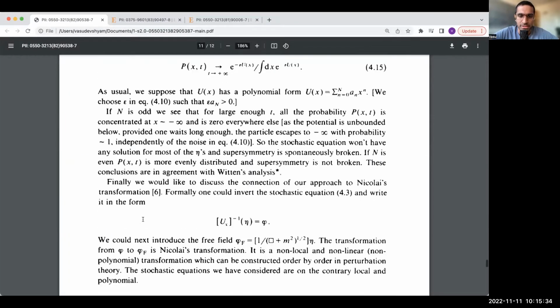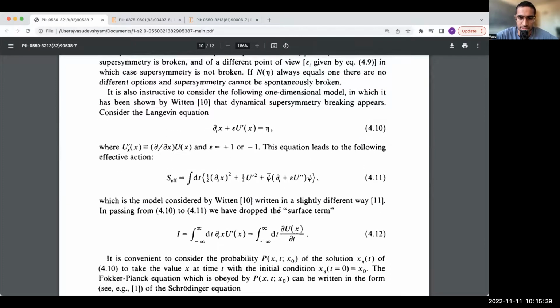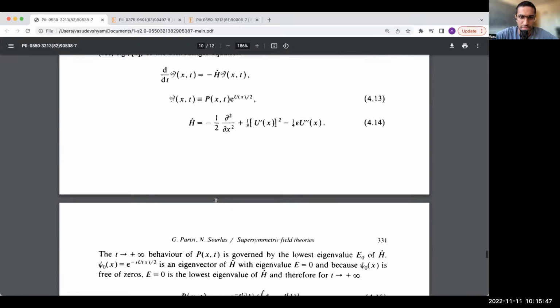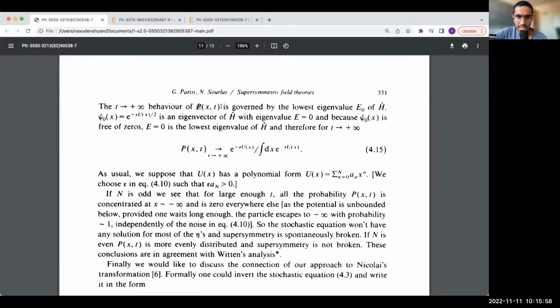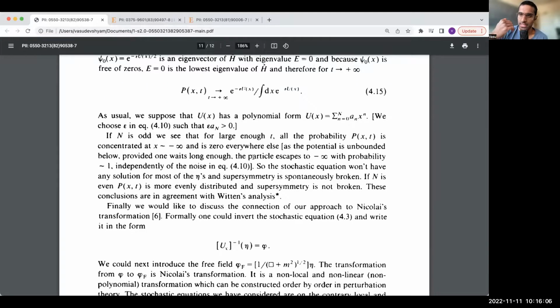Now, Parisi and Sourlas also comment on the model that Witten considered. So they go through very similar steps that we did, drop this term, and they obtain the Hamiltonian system that we were describing. And basically, they say that as t goes to infinity, the behavior of P is governed by the lowest eigenvalue E naught of H. And then they say that, well, nice equilibria are when E equals 0. But here they again go back to the case where there's a possibility of dynamical breaking.